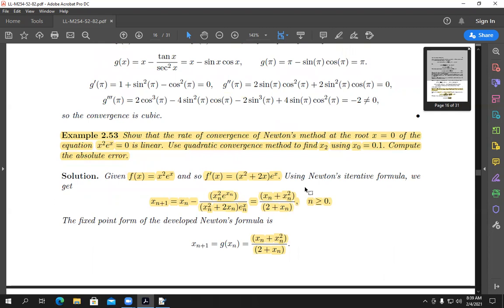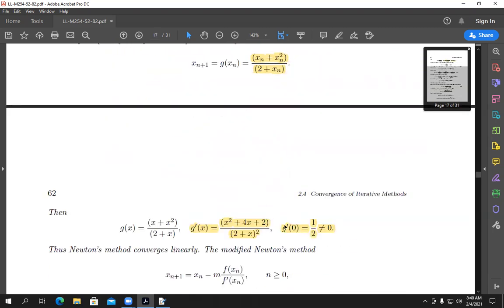I repeat again, please. This is a very good example. This type of example comes in the exam. He says, show that the rate of convergence of the Newton method for this equation is linear. So for Newton, how can we show the convergence is linear or quadratic? We need g x. It means first we have to find the Newton formula, and this is the Newton formula for this problem. Of course, this is simplified. You have this one, this is your g x. Now we take g x, take the derivative and check that the derivative at 0 is not equal to 0. It means for the given problem, the Newton method converges linearly.